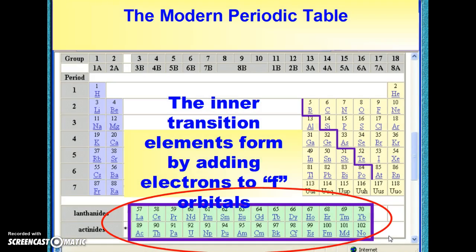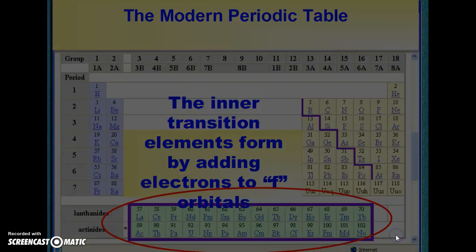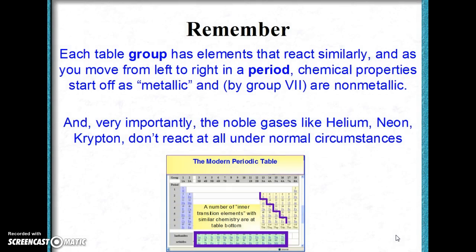Then the inner transition elements form by adding electrons to f orbitals. Remember, each table group, up and down, has elements that react similarly, and as you move from left to right in a period, chemical properties start off metallic, and by group 7 are non-metallic. And very importantly, the noble gases, helium through xenon, and even radon, they don't react at all under normal circumstances.